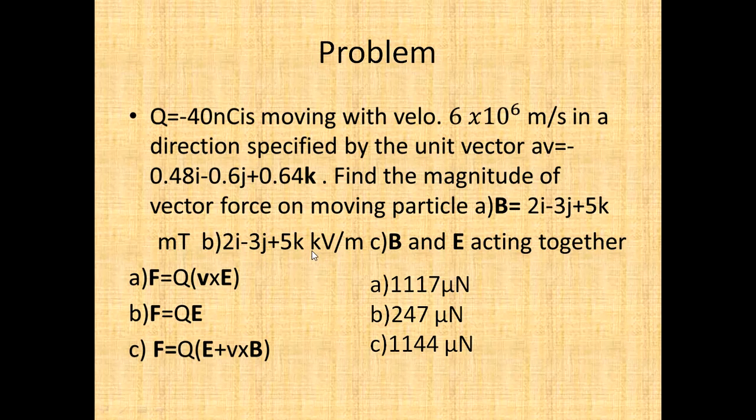Similarly, if the electric field intensity is given, then you can calculate F bar is equal to Q into E bar. And if both V bar and E bar are present, then you have to use the combined equation. Basically this is a vector quantity, and this is also a vector quantity, so you add them up, multiply by Q, and then find the magnitude.